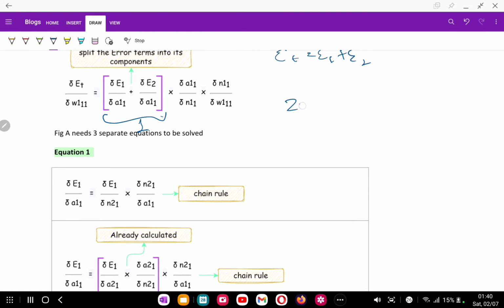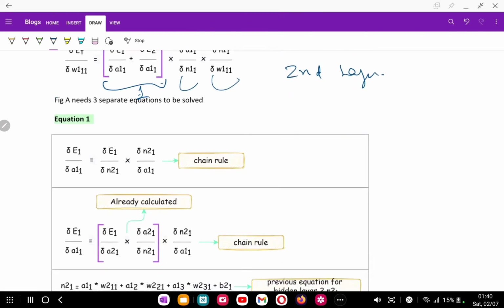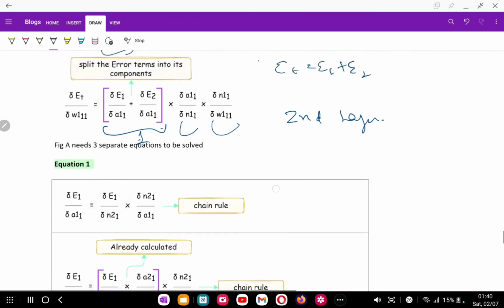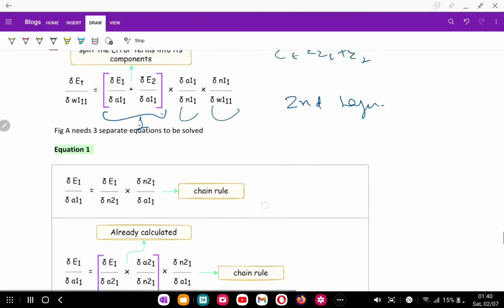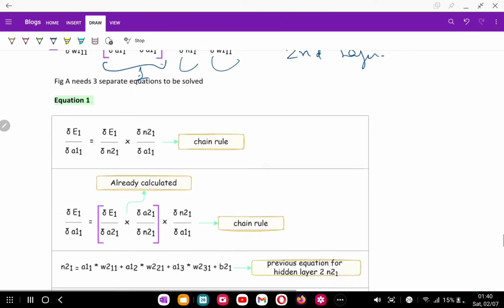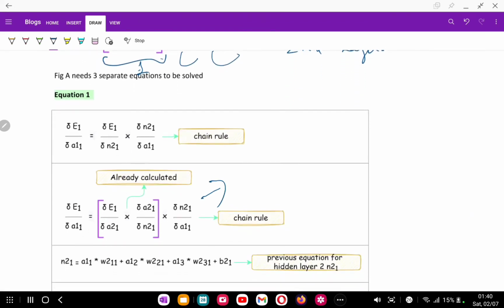Similarly, like the second layer backpropagation, the first layer backpropagation also has three components. One is this, other is this, other is this. So let's solve equation 1 first. Equation 1 can be further written like this, right? Again chain rule, E1 A11, E1 A11, E2 this.